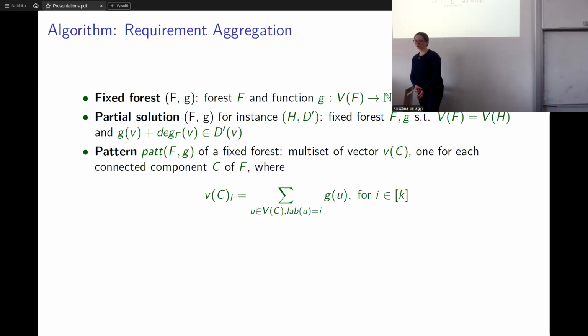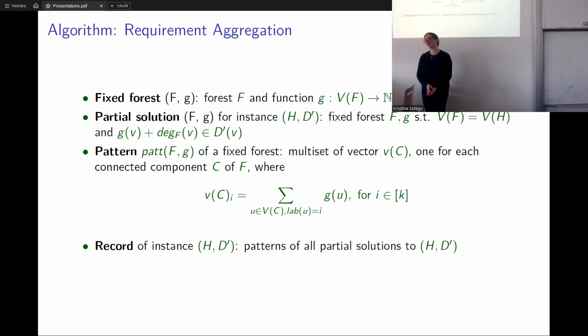And what we can construct, from each fixed forest, is a pattern that will just represent this fixed forest. So what is a pattern? Well, it will be a multi-set of vectors. For each connected component, we will have one vector that is constructed the same way as in the previous slide. So for each component, we just remember the degree requirement of each label, and that's it.